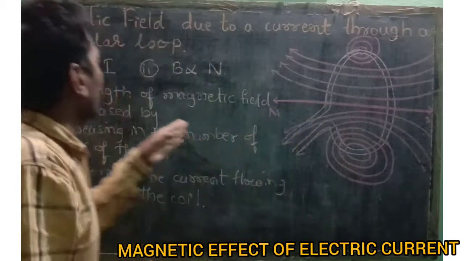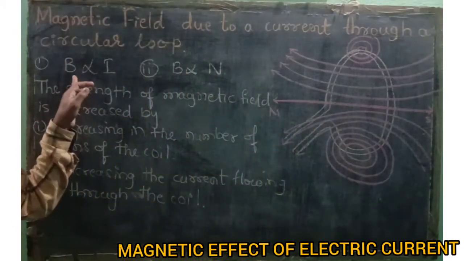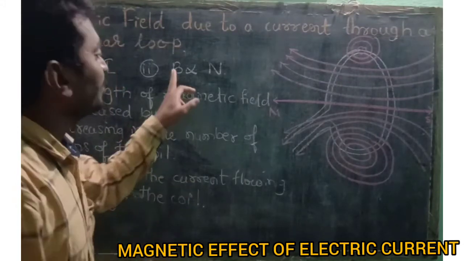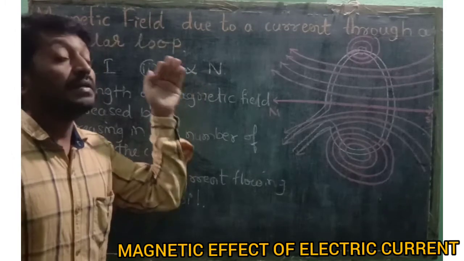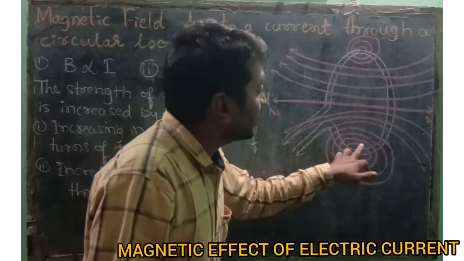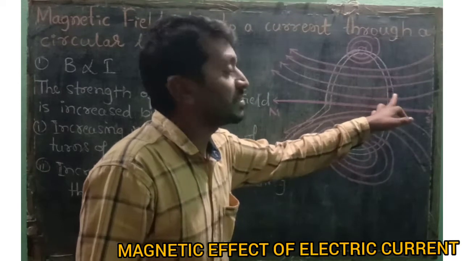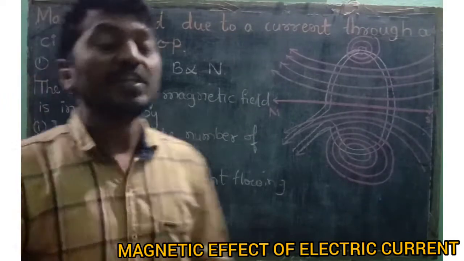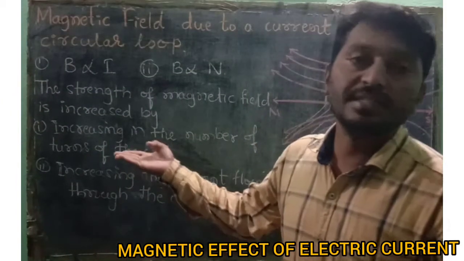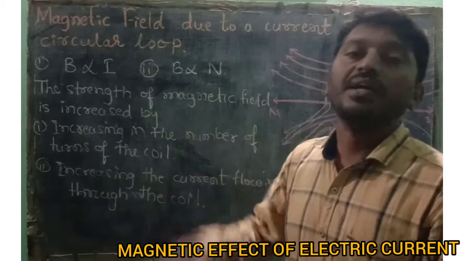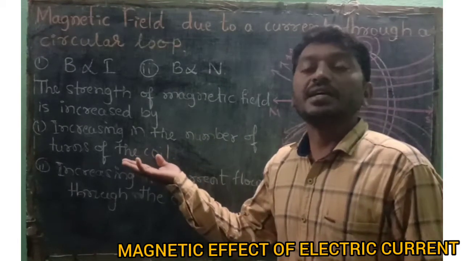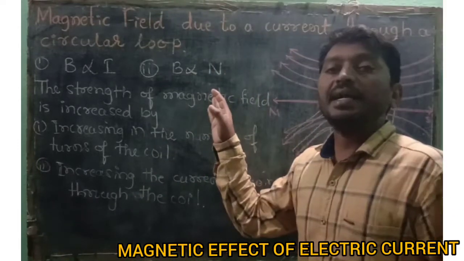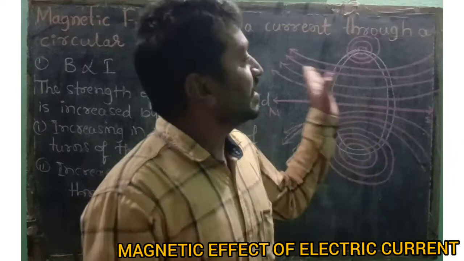So now the magnetic field is directly proportional to the current flowing through the coil, as well as directly proportional to the number of turns of the coil. Therefore, the strength of the magnetic field is increased by increasing the number of turns of the coil, as well as by increasing the current flowing through the coil. So this is about the magnetic field due to a current in a circular loop.